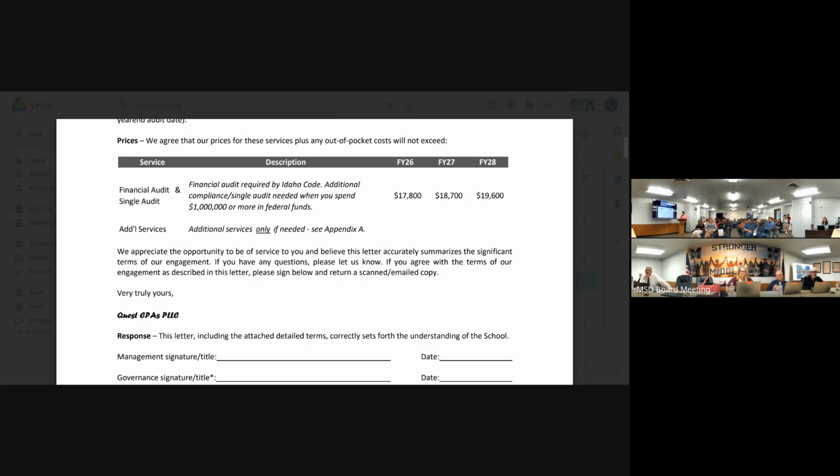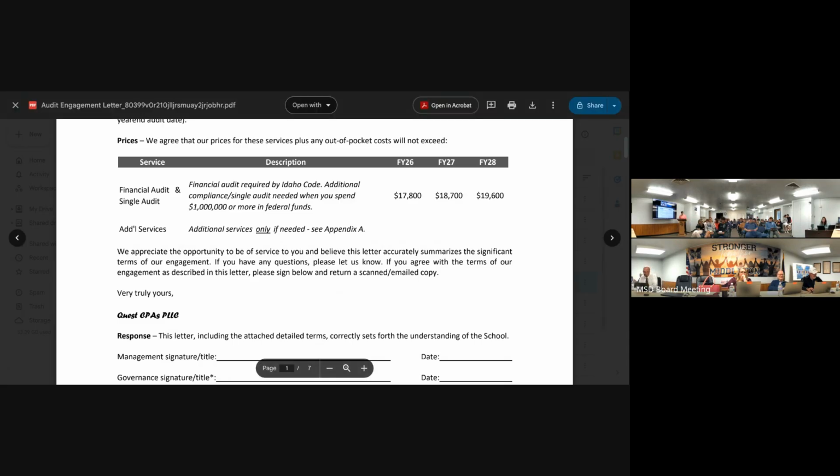So unfortunately, school districts have to have an auditor. They don't allow the accountants that are hired to do their own work. So I would encourage you to take a look at this contract and get us approved. Any questions? Okay, thank you, Alicia.